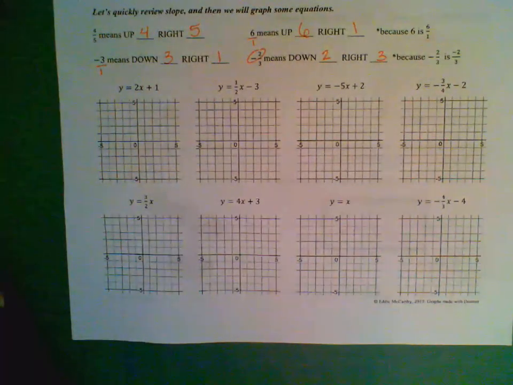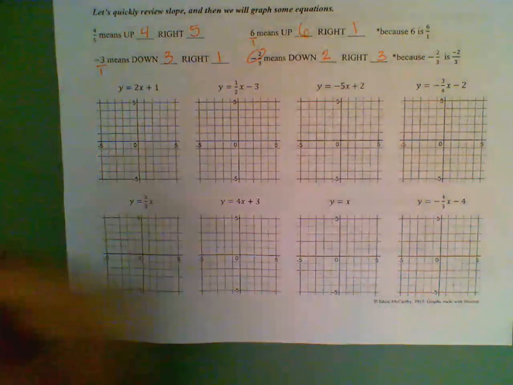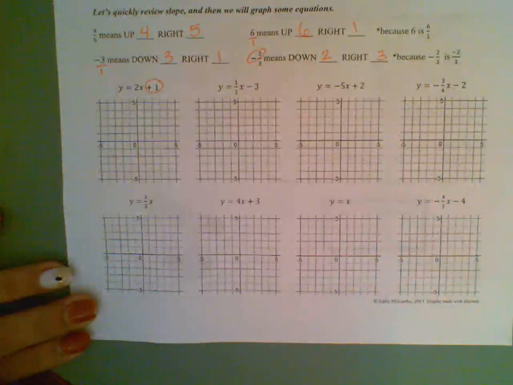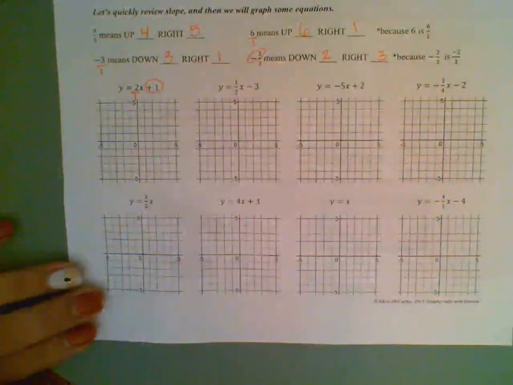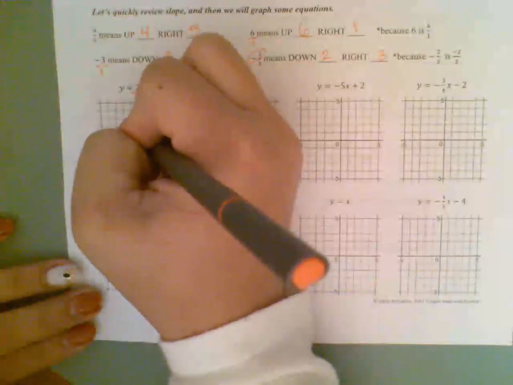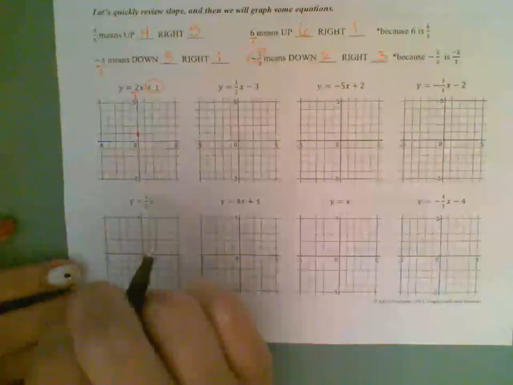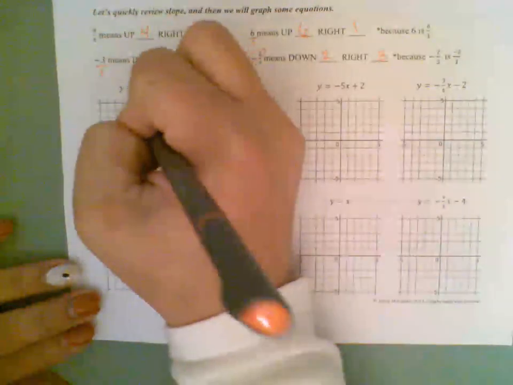So the next part is, given the equations, we're going to graph again. So again, you're always starting here. You're always starting at the number at the end, and the number with the x is your slope. So here you're starting at 1, which means the y-axis of 1. Right there's your start point. And we're going up 2, right 1, up 2, right 1.